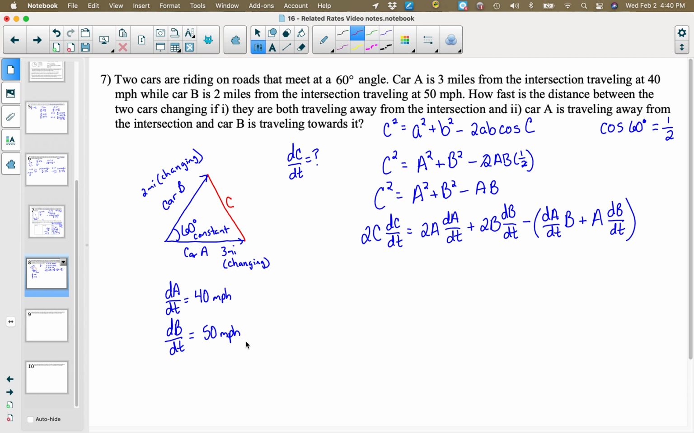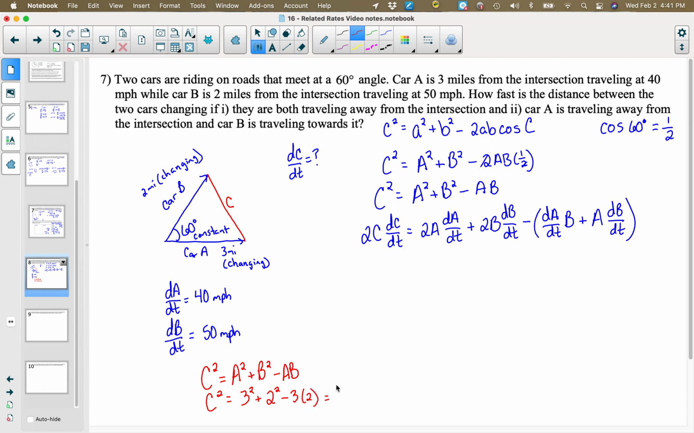Well, remember that we know from what we just talked about that C squared equals A squared plus B squared minus AB. I don't have to worry about the 2AB cosine C, because we already know that cosine of 60 is a half, and it cancels with the 2, so I can just go right to this one here. So now I'm going to plug in what I know. C squared equals 3 squared plus 2 squared minus 3 times 2.